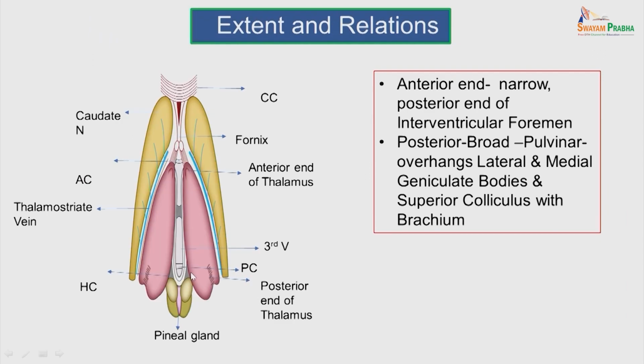Then, the extent and relations of the thalamus: the anterior end is narrow, and it is posterior to the interventricular foramen. The posterior end is broad, it overhangs the pulvinar, with which the medial and lateral geniculate bodies are present, and it overhangs the superior colliculus with the brachium.